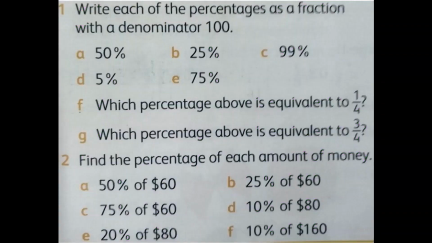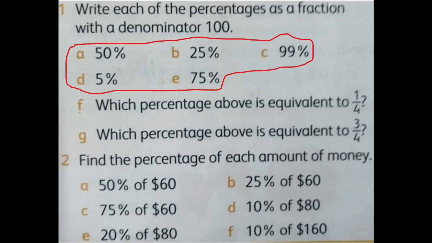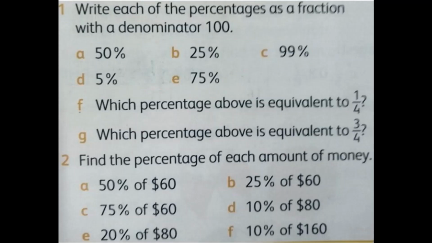Number one says, write each of the percentages as a fraction with a denominator of 100. So basically we're going to convert A through E here from a percentage to a fraction with a denominator of 100. Now I'm going to assume you know what denominators and numerators are, so I'm not going to go into that more because I'm hoping you know that. I did make a video earlier on fractions, so I'll leave a link in the description down below, and if you want to go ahead and look at that, it explains numerators and denominators in more detail.